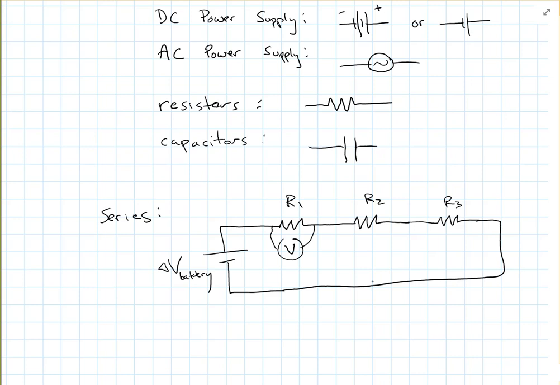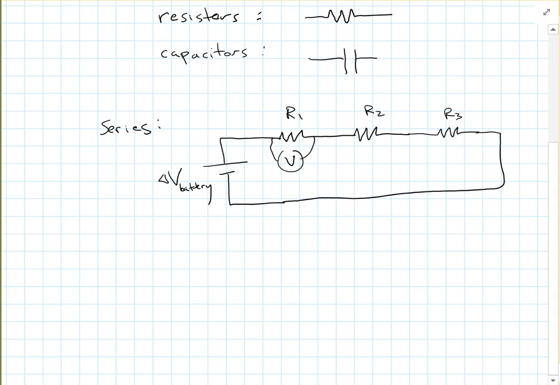And then you'll measure the current going into R1, and the current going into R2, and the current going into R3, and the current going into the battery. So those are the measurements you're going to take. And from those measurements, we can call them V1, V2, V3, and V battery, I1, I2, I3, and I battery, right? Current, we use I for current.